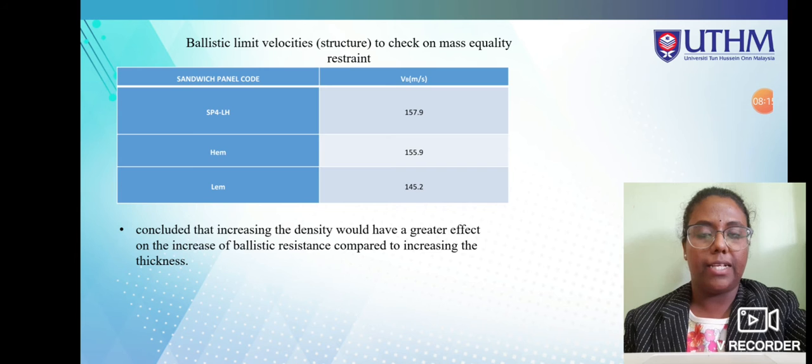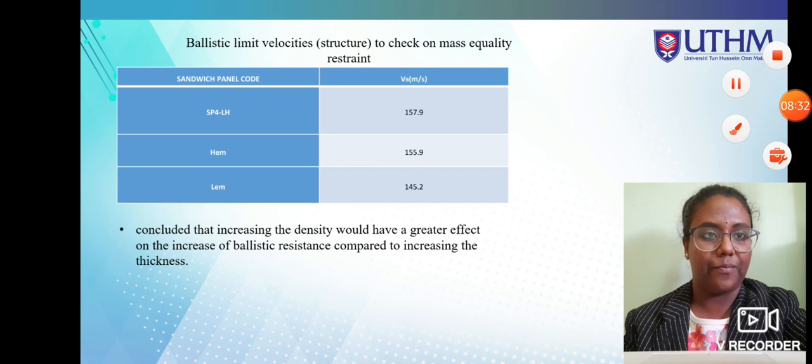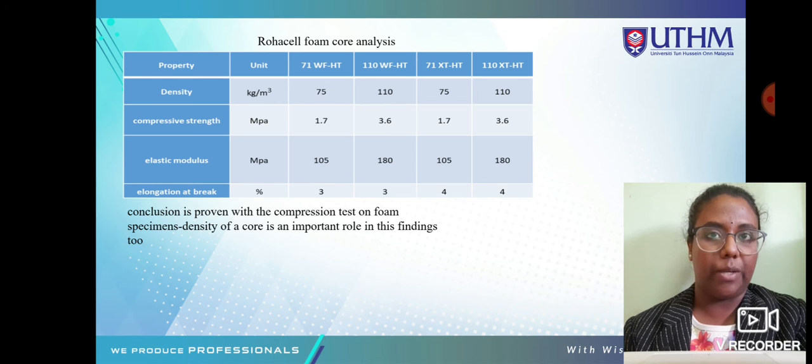This table is the analysis of impacted sandwich specimens with carbon NCF or epoxy facing and a Rohacell PMI foam core, which showed that these panels exhibit the unique action of the injury.